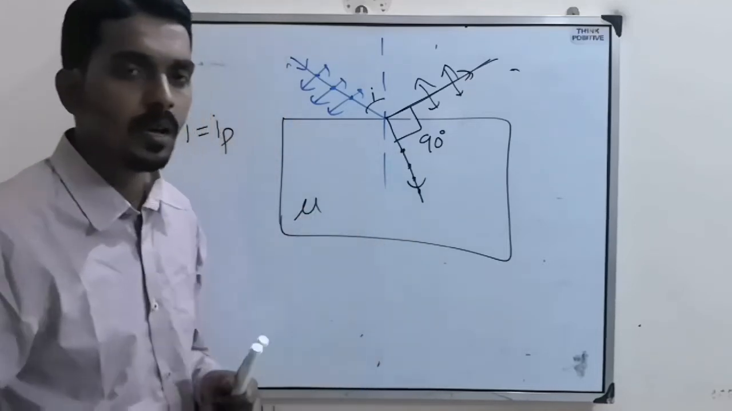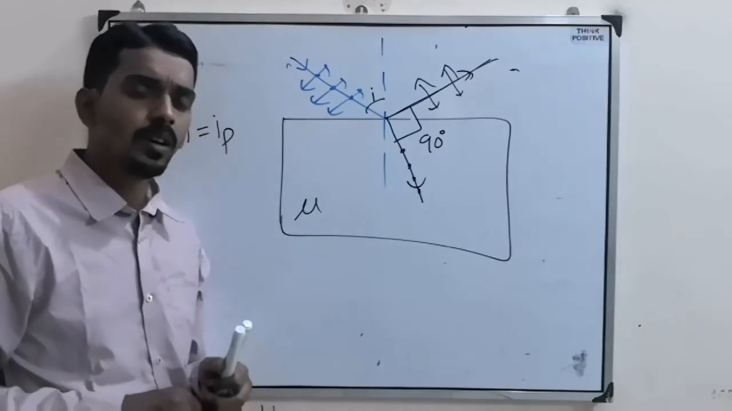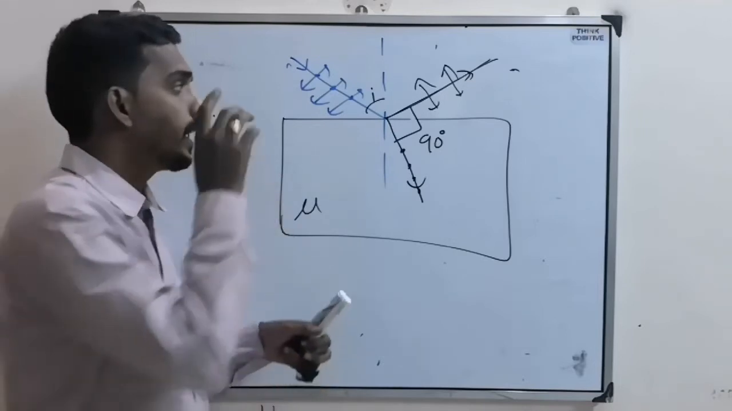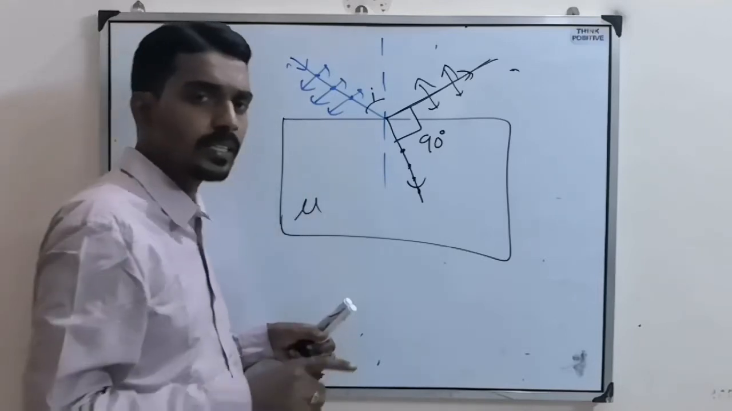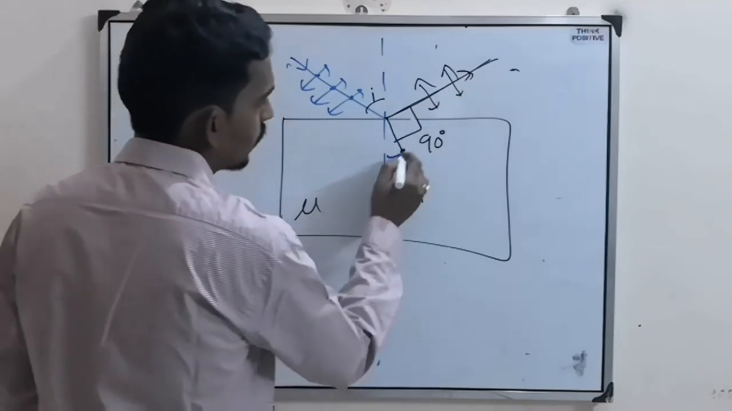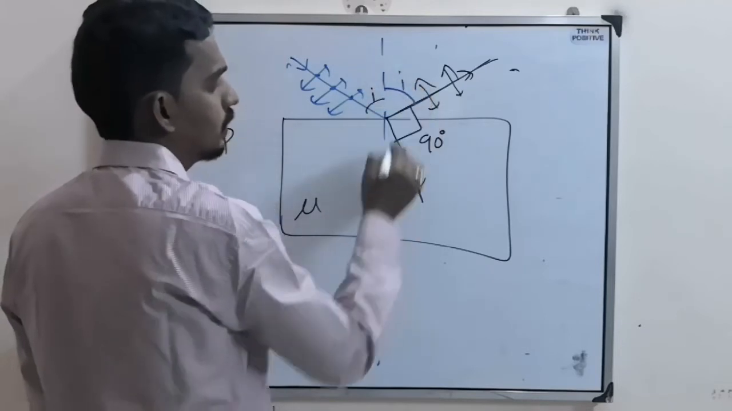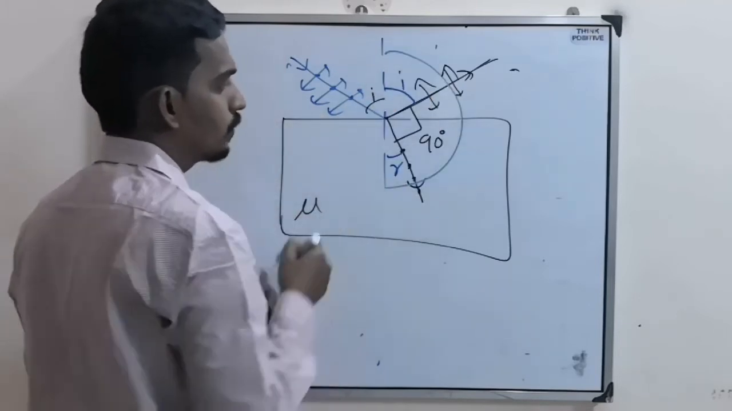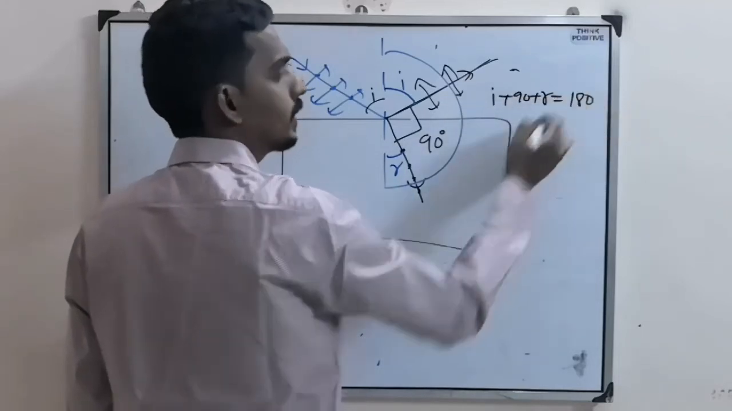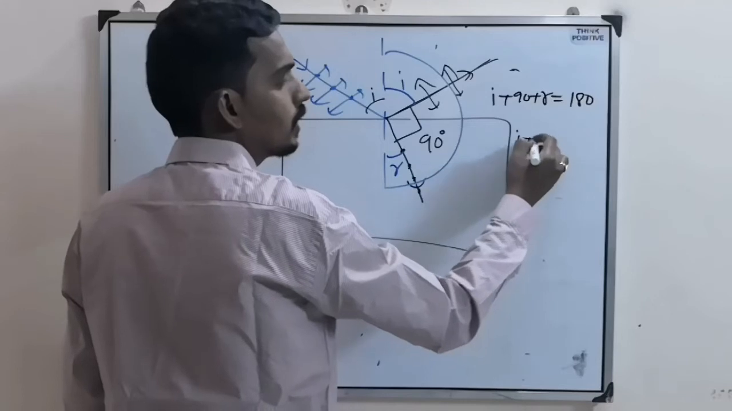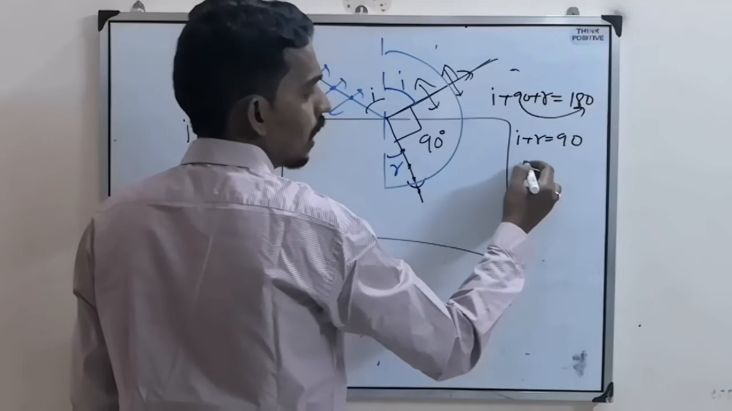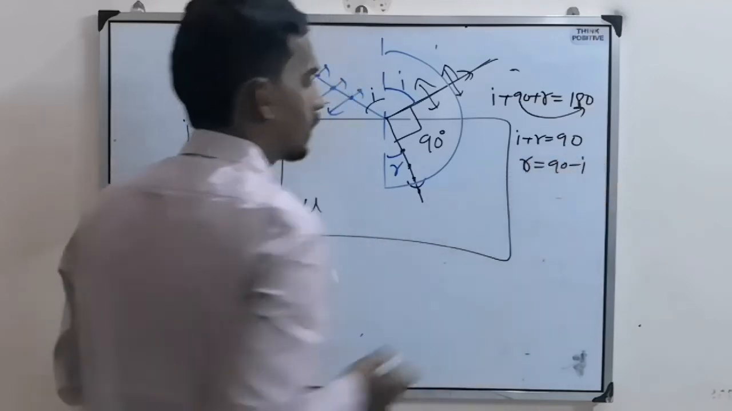So this is called Brewster's law. This is possible for a particular angle of incidence. At that angle of incidence, the reflected and refracted rays become 90 degrees to each other. See, this is i and this is r. Considering the total angle, i plus 90 plus r equals 180, so i plus r equals 90, so r equals 90 minus i.